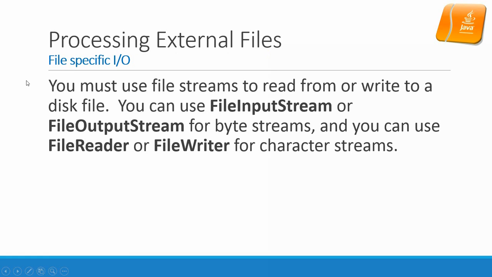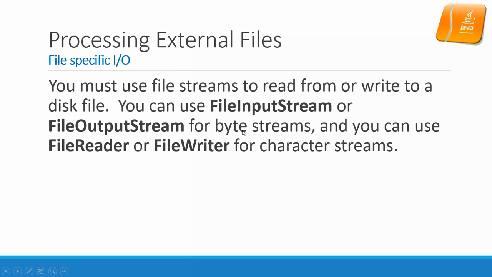Processing external files: you must use file streams to read from or write to disk files. You can use FileInputStream or FileOutputStream for byte streams, and you can use FileReader and FileWriter for character streams. As we mentioned, the input or output can have an input stream or output stream, and each stream may be accessed in a file, memory, network, or keyboard.